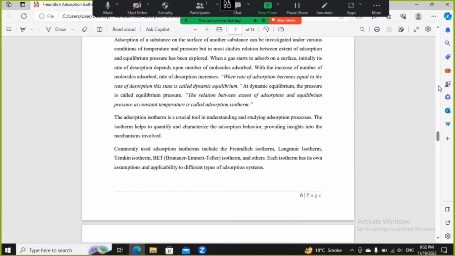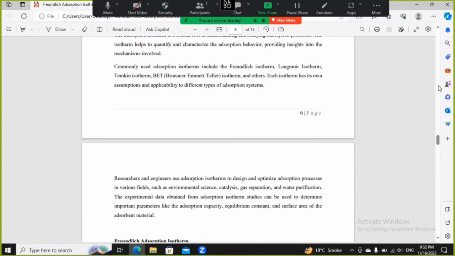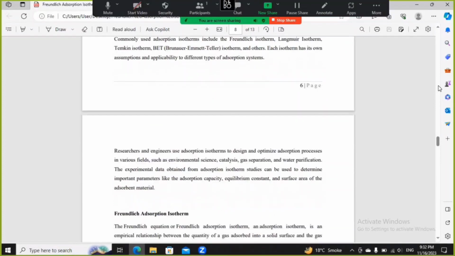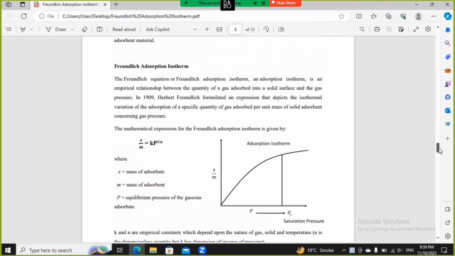Commonly used adsorption isotherms include Freundlich isotherm, Langmuir isotherm, Temkin isotherm, and BET isotherm. Each isotherm has its own assumptions and applicability to different types of adsorption systems. Now let's move towards our main topic, which is the Freundlich adsorption isotherm. This isotherm was presented in 1909 by Herbert Freundlich. Freundlich adsorption isotherm is an empirical relationship between the quantity of a gas adsorbed onto a solid surface and the gas pressure.